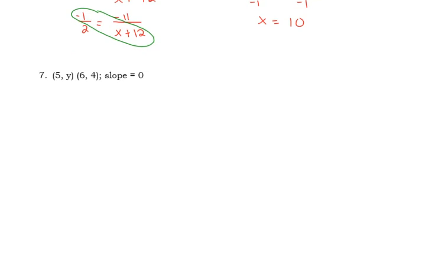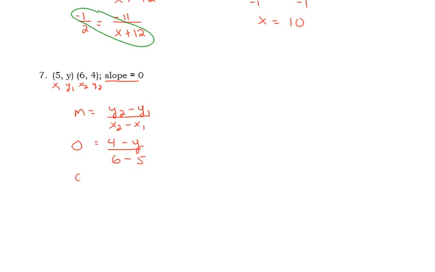And number 7, again, we're given two ordered pairs, this time with a slope of 0. x1, y1, x2, y2, with a slope of 0. Use the slope formula, y2 minus y1 over x2 minus x1. Your second y is 4. Your first y is what we're looking for. Your second x is 6. And your first x is 5. This time, the slope is equal to 0.